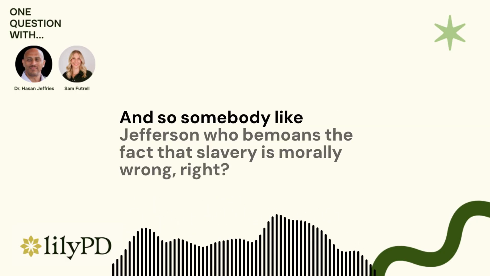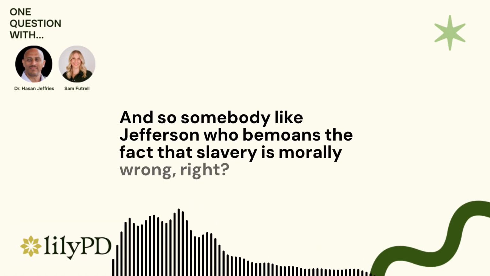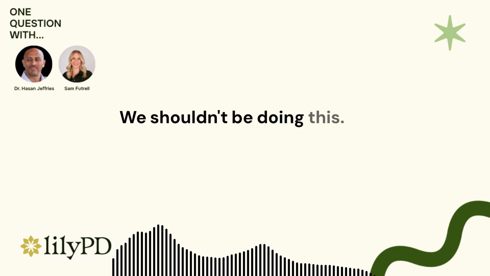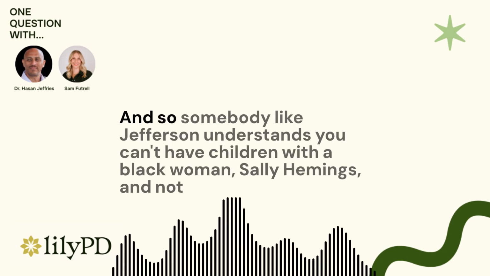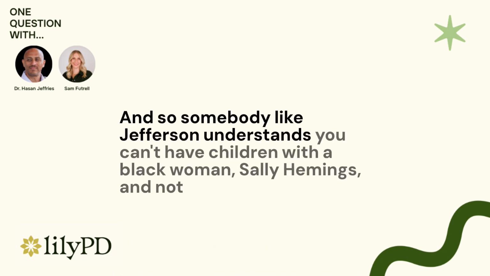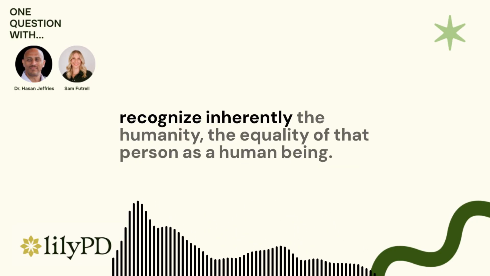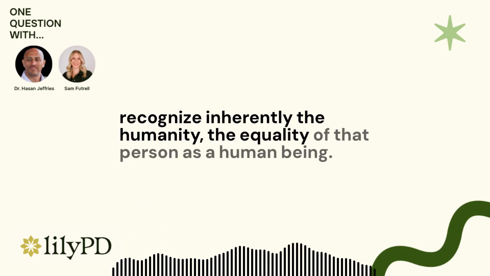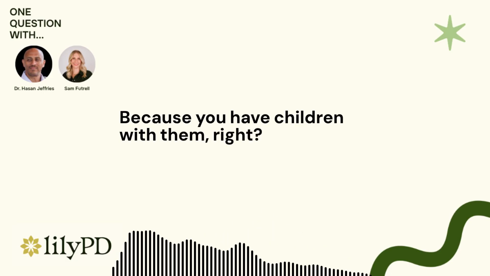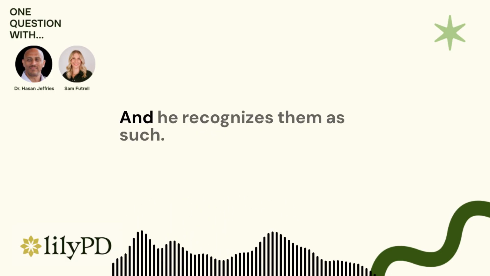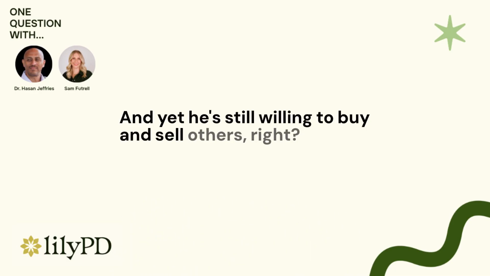And so somebody like Jefferson, who bemoans the fact that slavery is morally wrong, right? I mean, he's like, this is terrible. We shouldn't be doing this. And yet he's doing what he's doing, right? And all of these things. And so somebody like Jefferson understands you can't have children with a Black woman, Sally Hemings, and not recognize inherently the humanity, the equality of that person as a human being, right? Because you have children with them. They are your children, literally. And he recognizes them as such. And yet he's still willing to buy and sell others, right?